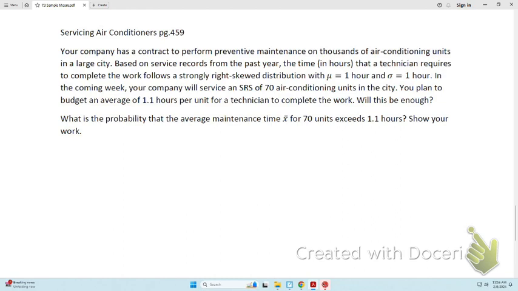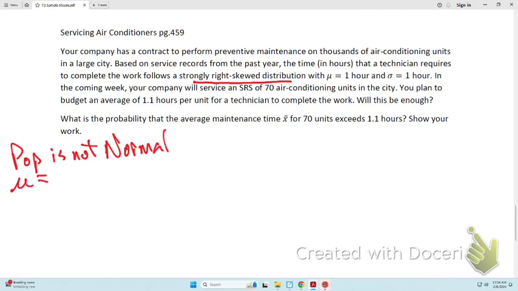Something that stands out to me is this is right skewed. Population is not normal. The mean of the population is 1. Coincidentally, standard deviation is also 1. But look at this. They take a sample, so I'm going to write population stuff right there on the left, and I'm going to write sampling distribution stuff right here.